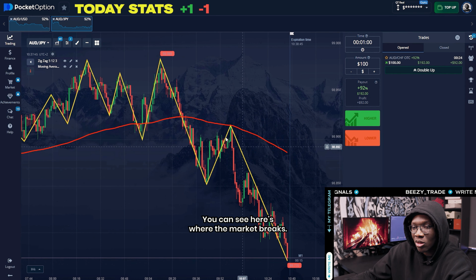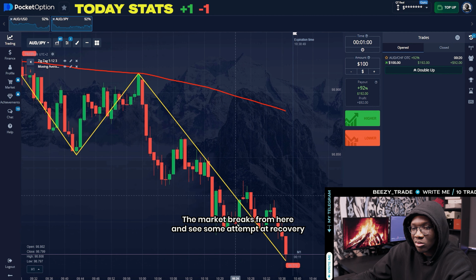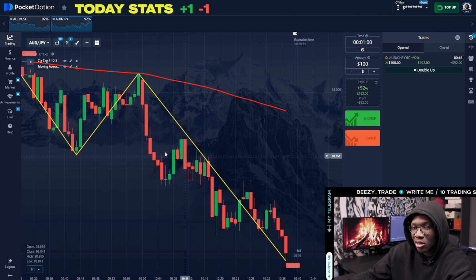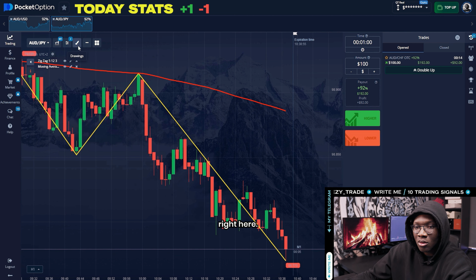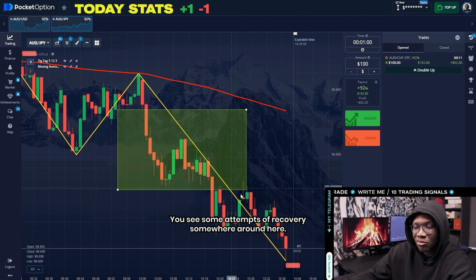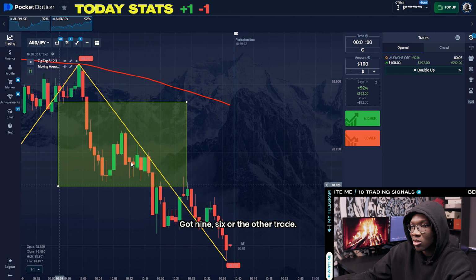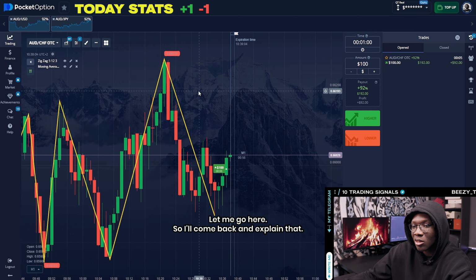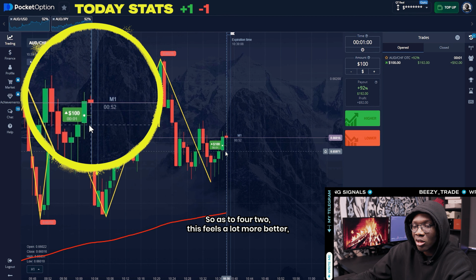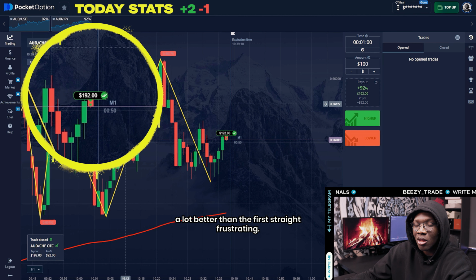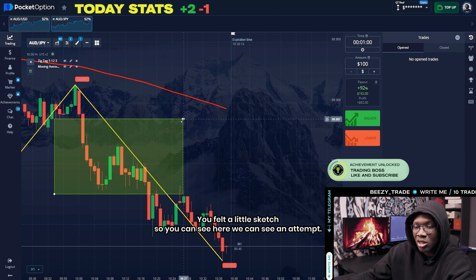You can see here's where the market breaks. The market breaks from here and we see some attempt at recovery right here. You see some attempts at recovery somewhere around here. Got 9 seconds on the other trade. Let me go on here, I'll come back and explain that. So it looks pretty good. So that's 2 for 2. This feels a lot better than the first trade. The first trade really felt a little sketchy.